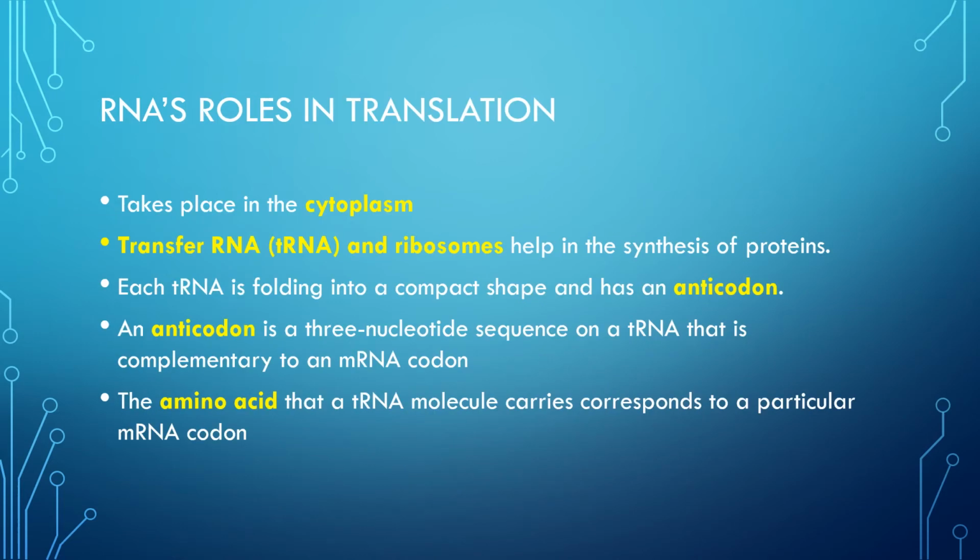What does RNA do in translation? It takes place in the cytoplasm, and tRNA and ribosomes help in the synthesis of proteins. Each tRNA is folded into a compact shape and has an anticodon. It's a 3-nucleotide sequence on a tRNA that is complementary to an mRNA codon. That's a lot of words, if you will. The amino acid that a tRNA molecule carries corresponds to a particular mRNA codon.